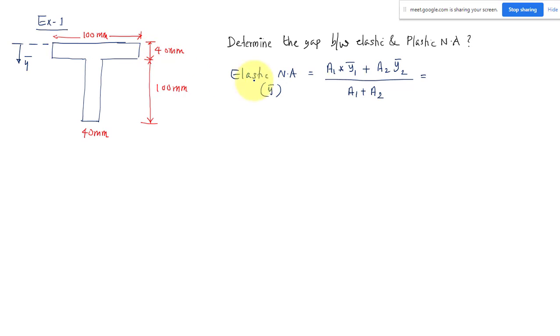So which is equal to, what is the area? 100 into 40, that is 4000. What is y1 bar? That is 20. And A2, the area of this block, 40 into 100, that is 4000 again. So what is the y2 bar? Tell me. 90. Yeah, 40 plus 50, 90. So the centroid, everybody knows how to find the centroid, divided by the area, 4000 plus 4000. So can you give me the answer for this?